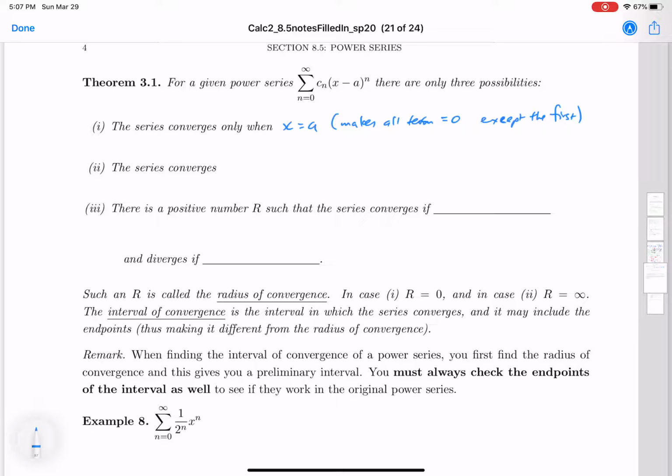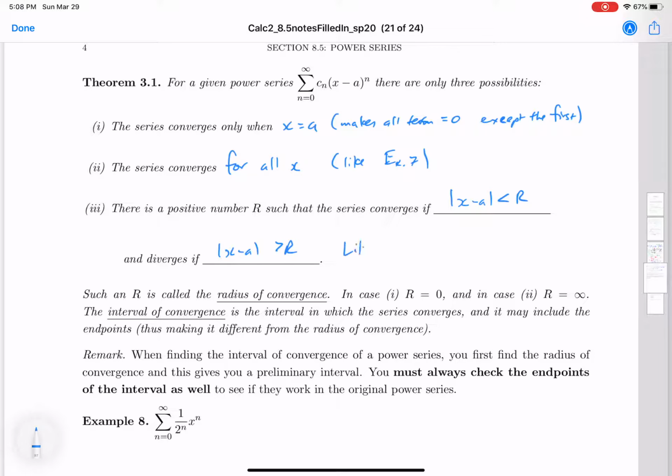Option 2, the series converges for all x. And this is what we saw in the exercise above. So that's like exercise 7. And then option 3, there's a positive number r, such that the series converges if the absolute value of x minus a is less than r, and diverges if the absolute value of x minus a is greater than r.